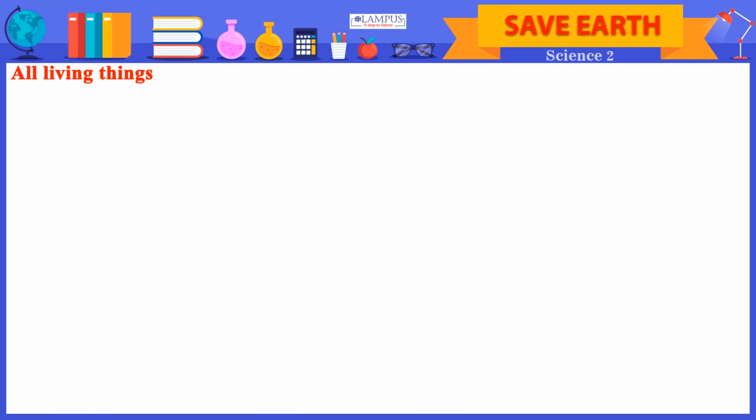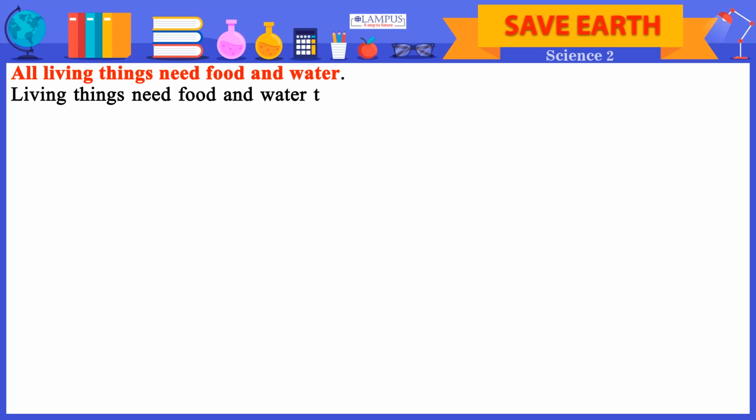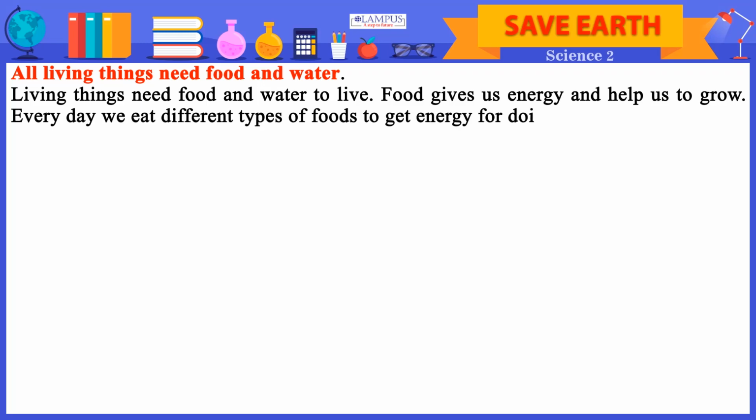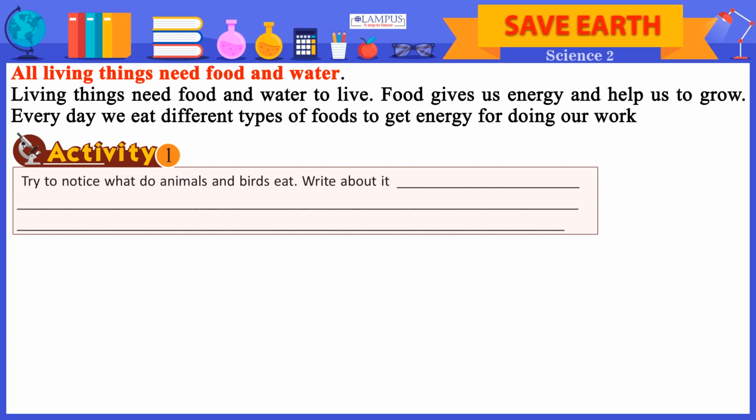All living things need food and water. Living things need food and water to live. Food gives us energy and helps us to grow. Every day we eat different types of foods to get energy for doing our works. Activity 1. Try to notice what animals and birds eat. Write about it. Plants are living things.